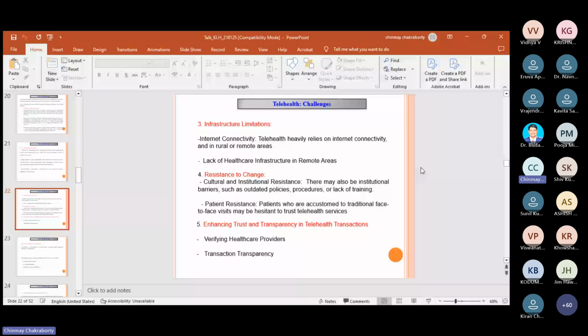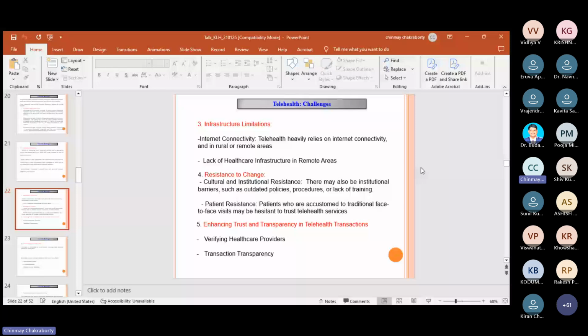Another one is enhancing trust and transparency in telehealth transactions, like verifying the healthcare providers. First, we need to verify how many providers there are, and which one provides the better services during the treatment modalities. Because we are not only forwarding the patient's information to the doctor. By the end of the day, the doctor's opinion is very important, and this information can be processed to the patients also, and vice versa.